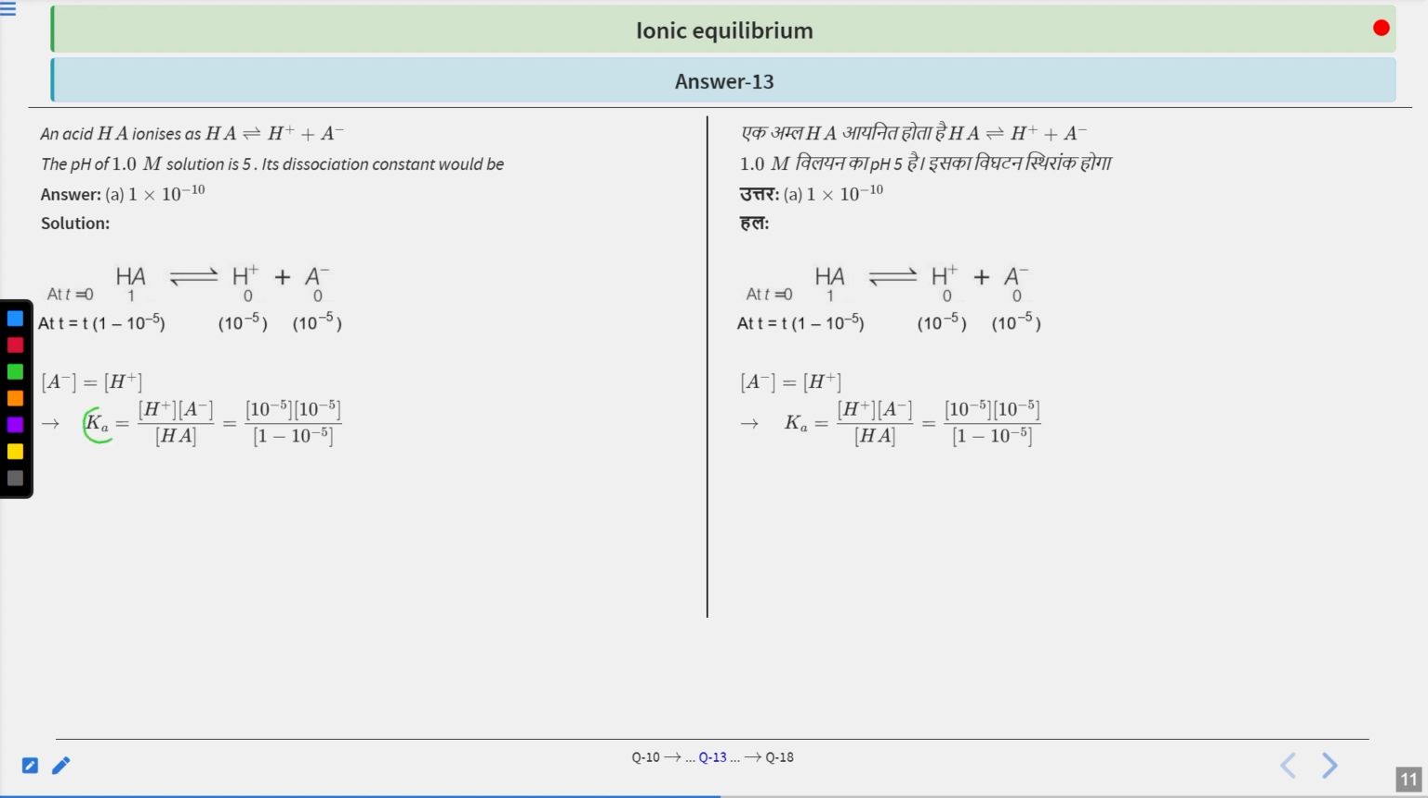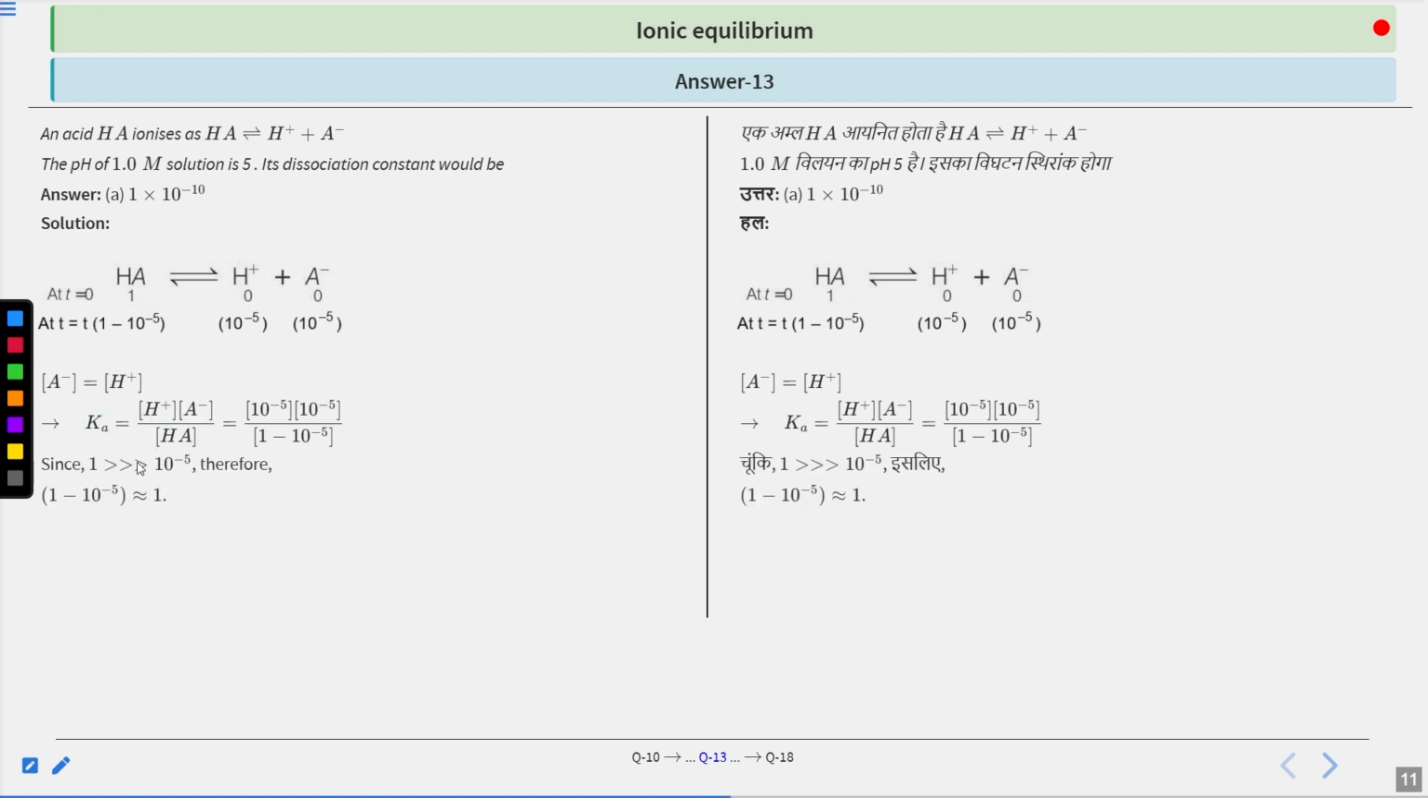Therefore, we can write K as the H plus concentration, which is this, times the A minus concentration, which is this, divided by HA, which is the acid concentration. So the reactant is in the denominator and the products are in the numerator. If you plug the values into this equation, that is 10 to the power minus 5 multiplied by 10 to the power minus 5, divided by 1 minus 10 to the power minus 5. This is the concentration of HA after dissociation.